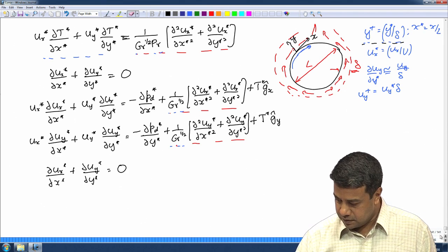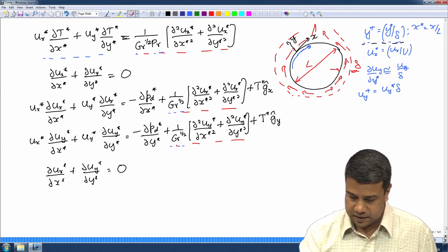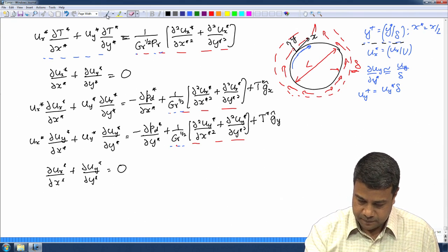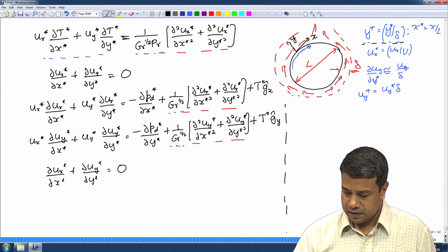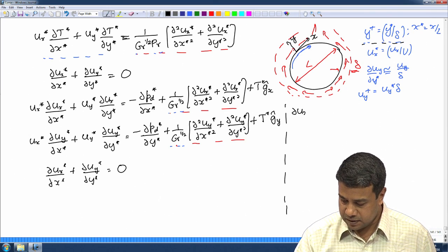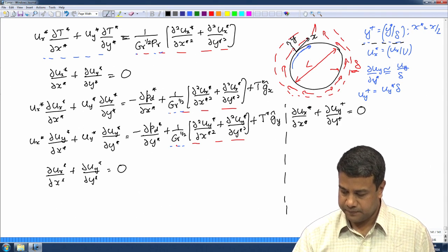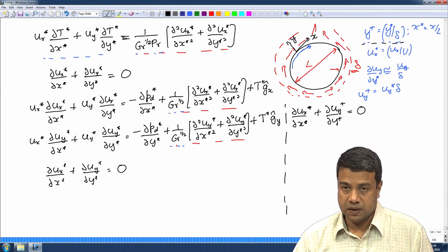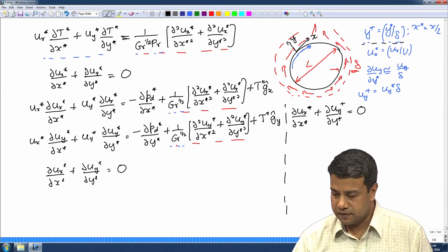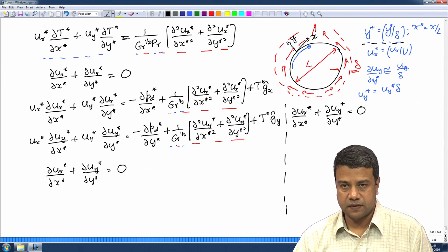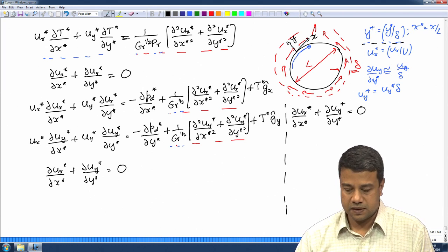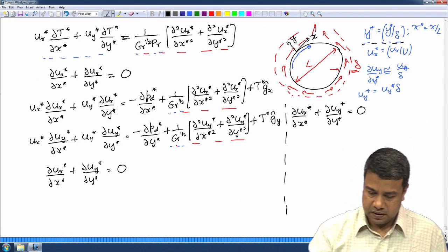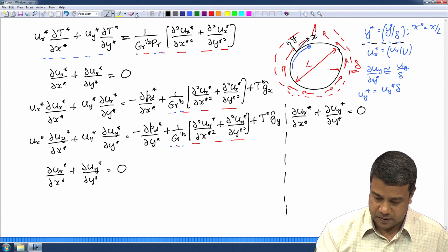So, to reiterate, let me just write it here. The mass conservation equation becomes partial ux by partial x plus partial uy plus by partial y plus is equal to 0. I have to scale uy and y because I have rescaled the y coordinate, therefore, I have to rescale the uy velocity as well. The velocity uy will be much smaller than the velocity ux because the distance y is much smaller than the distance in the x direction. So, that is what I get by rescaling the mass conservation equation.